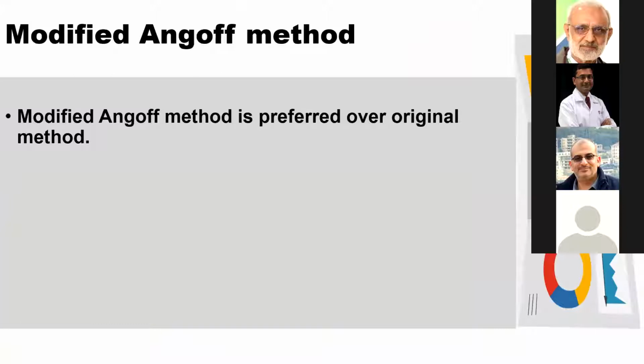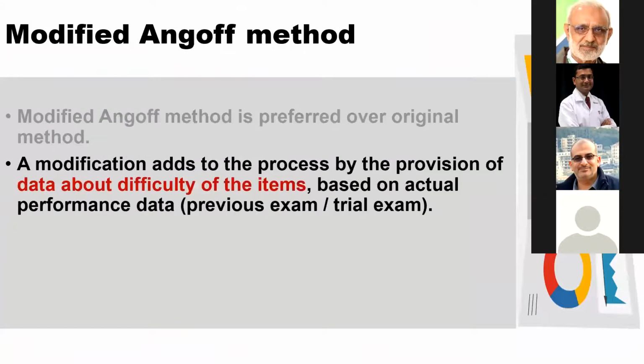The modified Angoff method is preferred over the original method. The modification adds to the process by providing data about the difficulty of the items. This means that a sample is taken from a previous exam or from a trial exam, and the results are provided to the subject experts while they are deciding the minimal acceptable pass level.